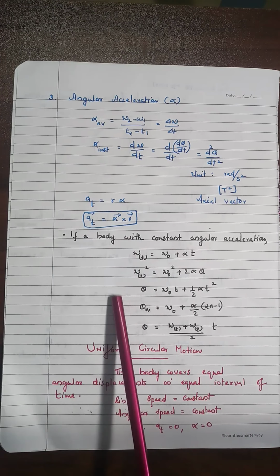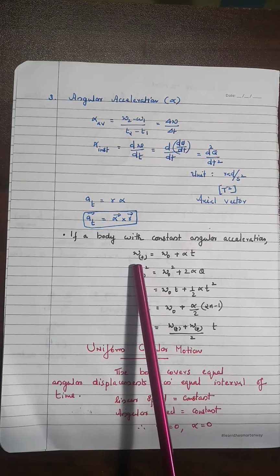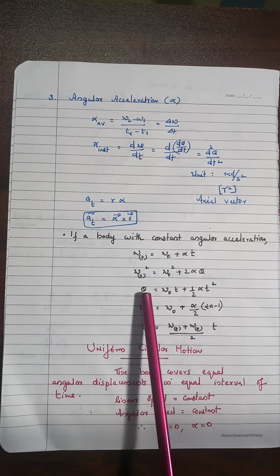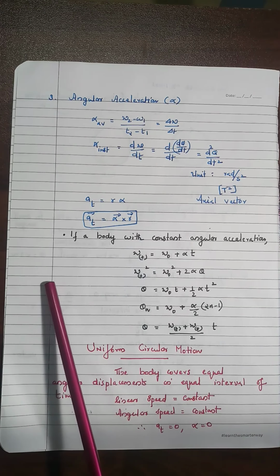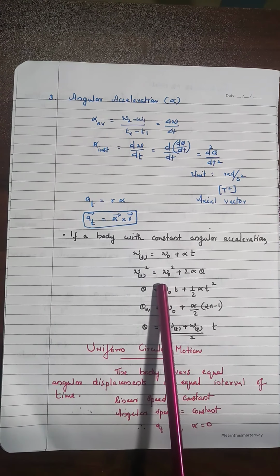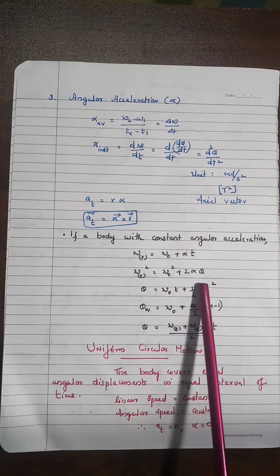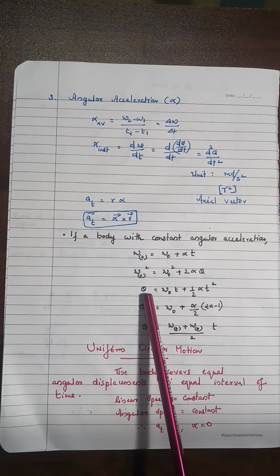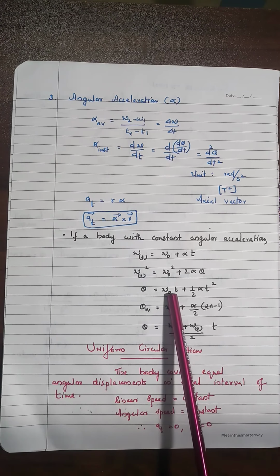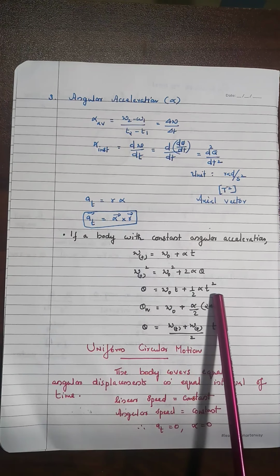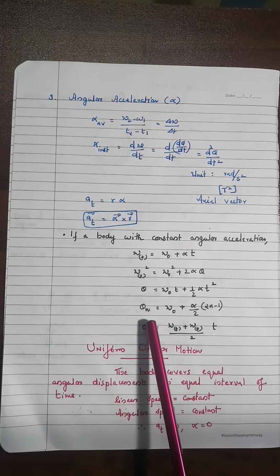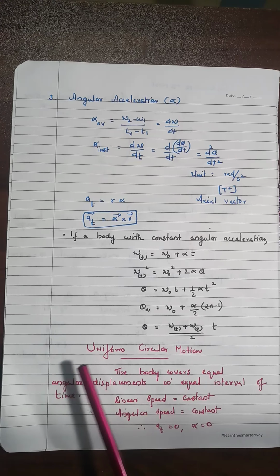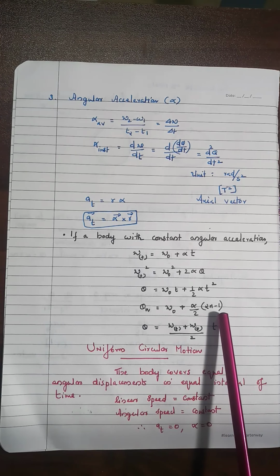In place of v is equal to u plus at, here the final angular velocity is equal to omega 0 plus alpha t. In place of v square equal to u square plus 2as, omega square equal to omega 0 square plus 2 alpha theta. The angular displacement at any time t is equal to omega 0 t plus half alpha t square. The angular displacement in the nth second is equal to omega 0 plus alpha by 2 into 2n minus 1.